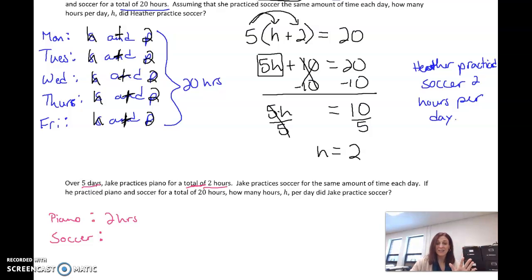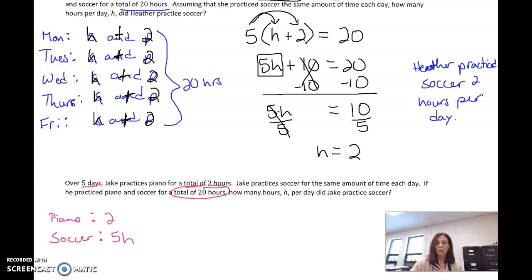So over 5 days, this is the number of hours again, and if he practiced 1 hour a day, that'd be 1 times 5 because he did it for 5 days. If he practiced it 2 hours a day, it'd be 2 times 5 because there's 5 days. So piano is 2 hours. I'm going to erase that right there. In soccer, he did 5 days times number of hours.